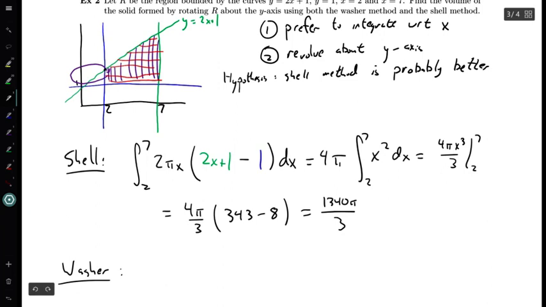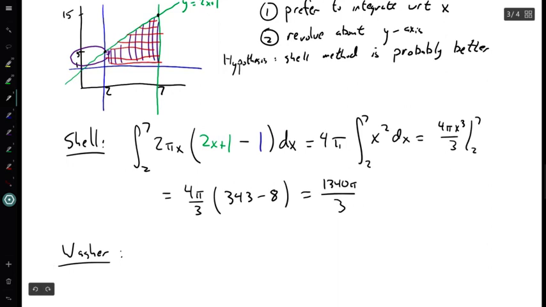So let's note that the y value of this intersection point is when I plug in 2 for x into y equals 2x plus 1. So that's the y value 5. And the y value of this other intersection point up here is going to be when I plug 7 into 2x plus 1, and that is going to give me 15. So I have my y coordinates here, and that tells me that in order to do the washer method, I need to integrate from y equals 1 to y equals 5, and I need to add an integral from y equals 5 to y equals 15.